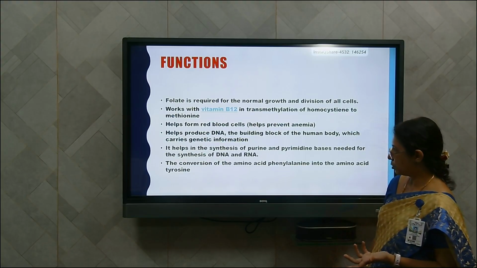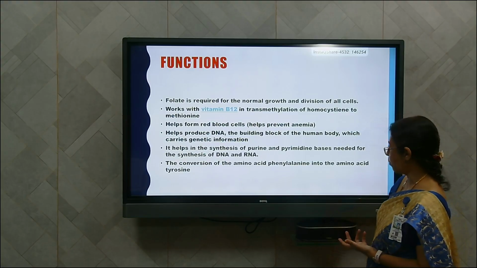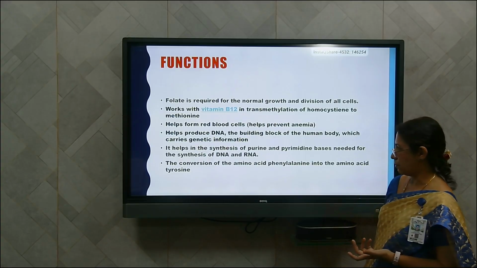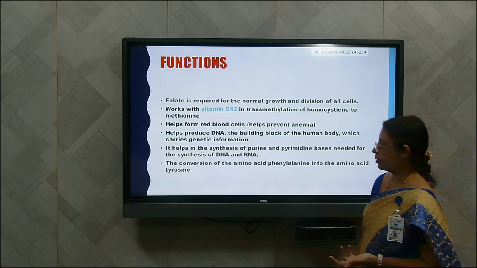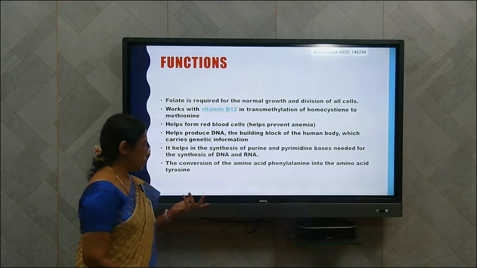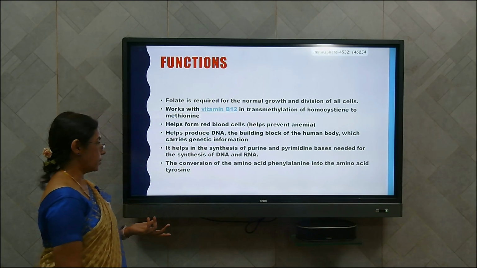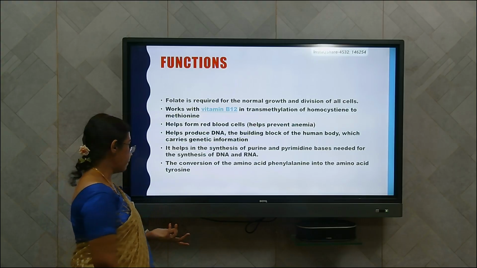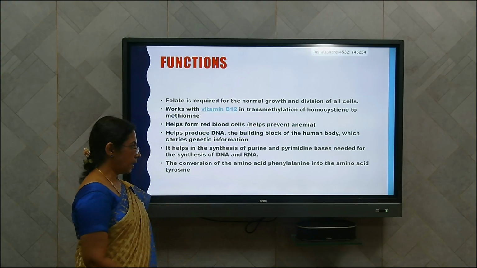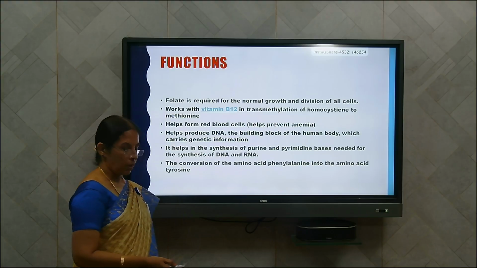Then it helps to produce DNA, the building blocks of the human body, which is needed for carrying our genetic information. It is also needed for the synthesis of purine and pyrimidine, and mainly these are the bases which are needed for synthesis of RNA and DNA, and it is also needed for the conversion of phenylalanine to another amino acid, tyrosine.